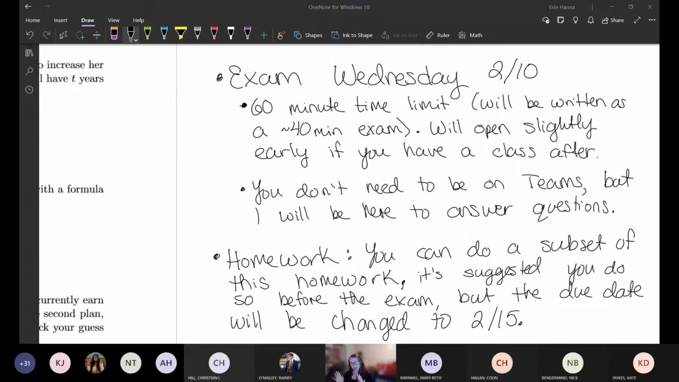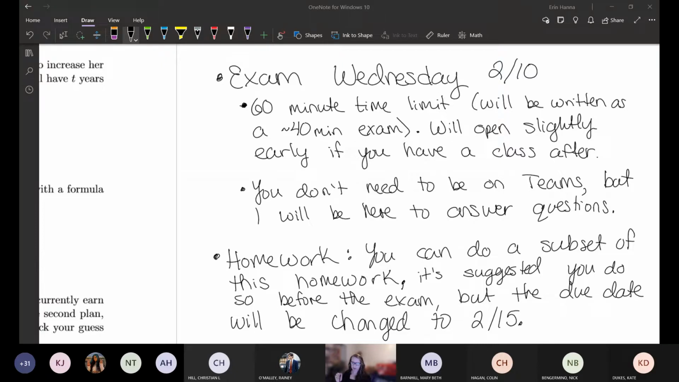I would highly suggest pretending that they're due on Monday and just getting those ones done so you have the practice for the exam. But the due date for that entire homework is going to be changed to 2/15 so that we can actually finish up the rest of that content. The logarithm section is not that long, so we should finish that on Friday, the day after your exam. So that's a thing.